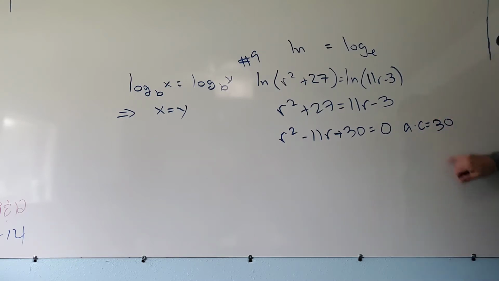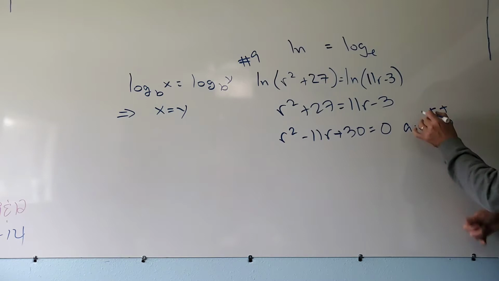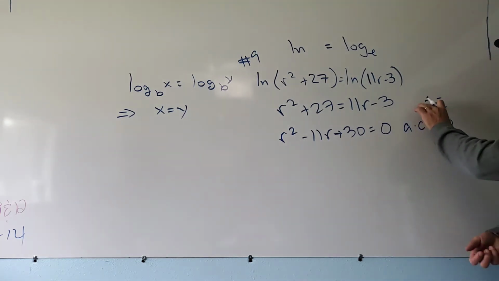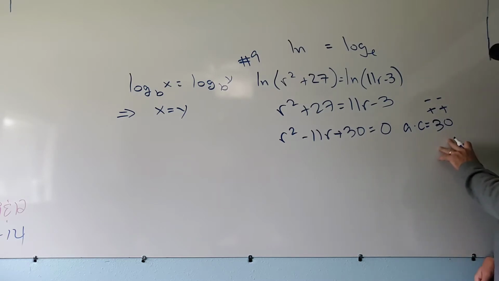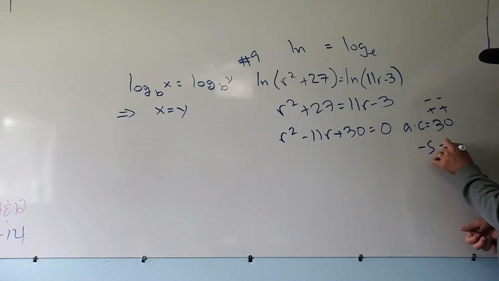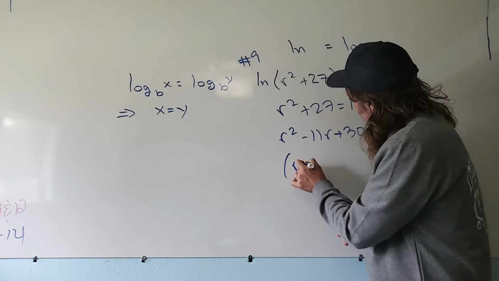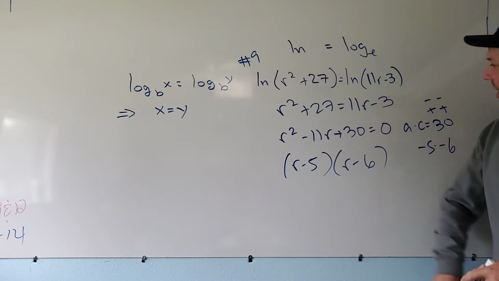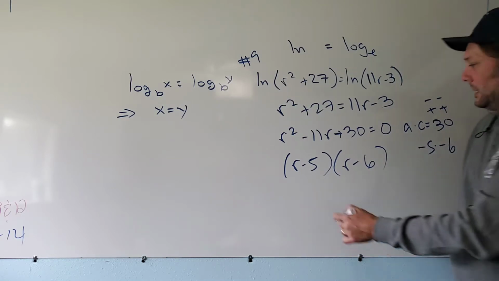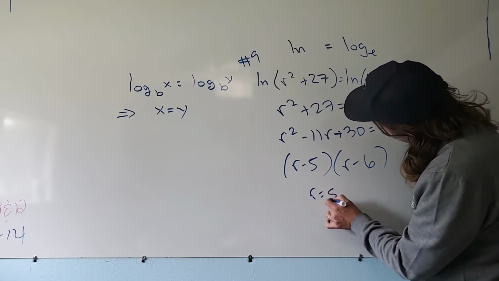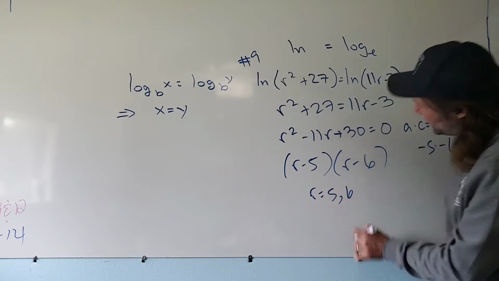The only way to multiply to a positive is if both are positive or both are negative. My b number is negative, so I need to use negatives. The way that I'm going to multiply to a positive 30 and add to a negative 11 is I'm going to need to multiply by a negative 5 and a negative 6. So very quickly my factors become r minus 5 and r minus 6. And our answers actually very quickly become, let's say it again, r equals 5 and r equals 6.